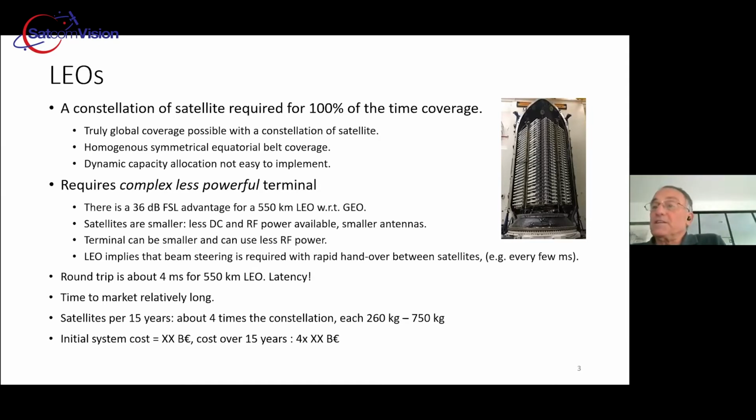The mass of the satellites, we're talking of hundreds of kilos. The initial cost is considerably higher. We're talking of a few billions, say 10 billion. So over the lifetime of the satellite, over the 15-year lifetime, that would be 4 times that amount.